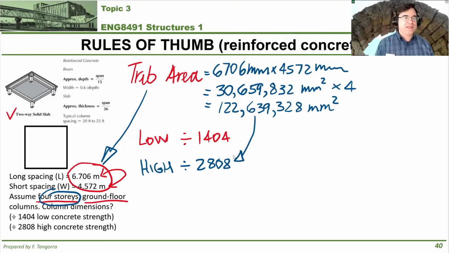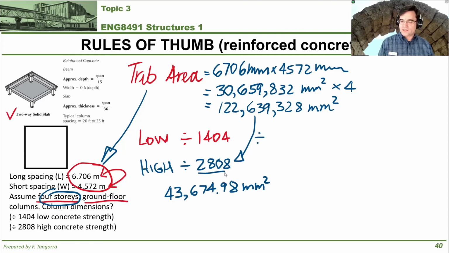So we take that big number, 122 million, divided by 2808. When we do that, we get this number, 43,674.98 millimeters squared. Again, it's this number, 122 million, etc., divided by this number here. That is the area of this square column right here.